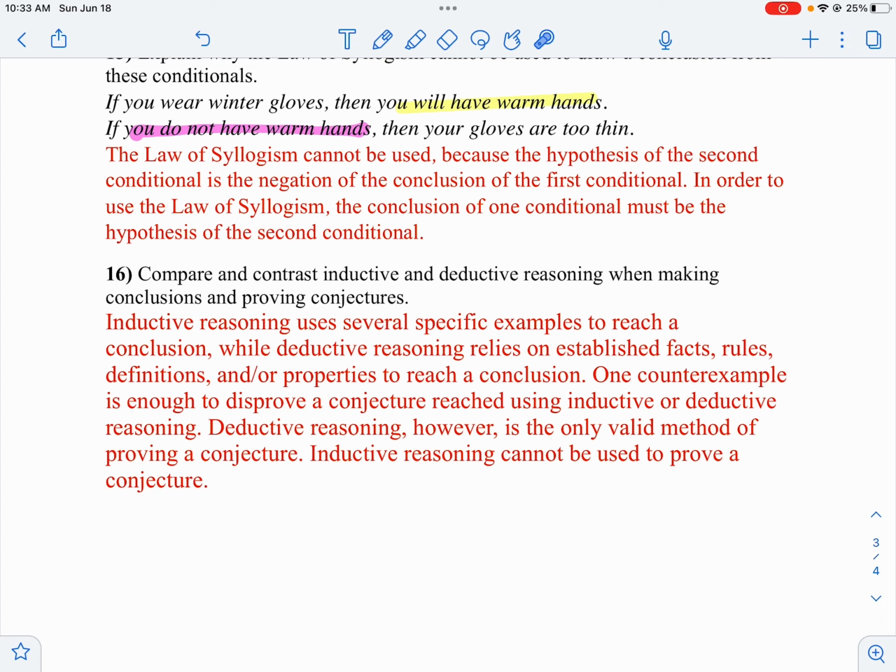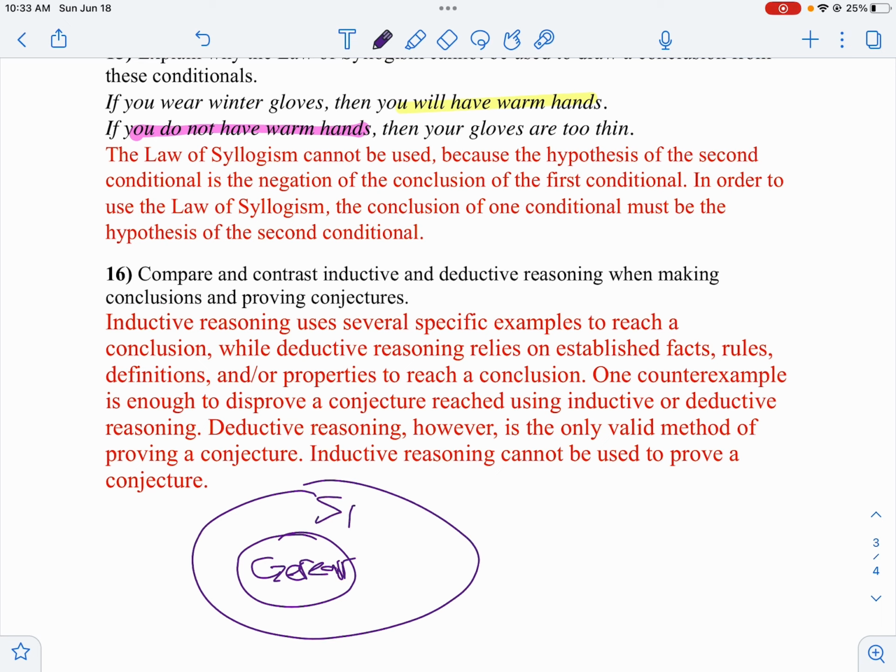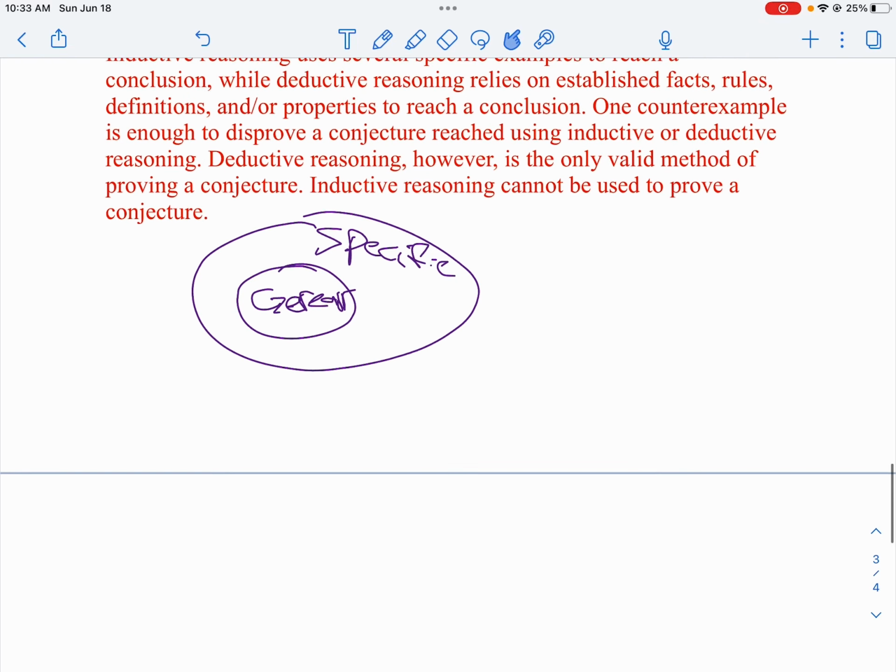That is, all it takes is one counterexample, but with deductive reasoning, we're going from the general to the specific. That's the other way I think about it. Think of it as I've got my general rule here, and I've got my specific rule here. Actually, I got those backwards. Let's try that again. So I've got my general rule here, and if my general rule applies to a specific case, that's the way to think about deductive reasoning.